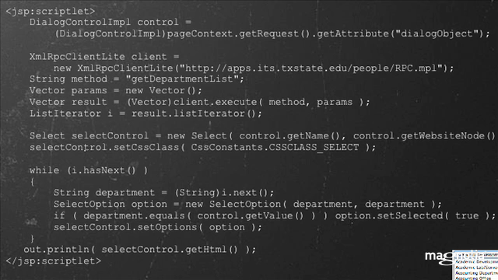So it does all your parsing and formatting and network communication for you. So we set one of those up. We point it to the machine where the web service is hosted. We tell it what method we want to use. In this case, we're getting the list of departments, so we use getDepartmentList.